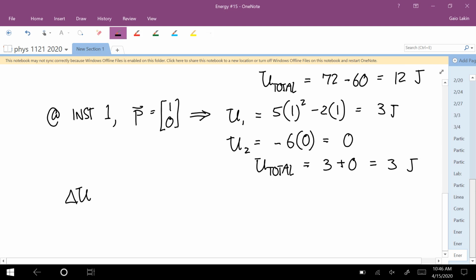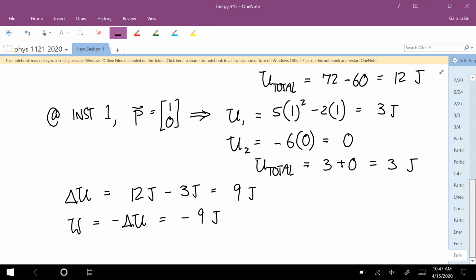The change in U is the total U at the later instant minus the total U at the earlier instant, so 9 joules. And so the work is equal to negative delta U, negative 9 joules. So that says that as this object travels through this path, energy is removed from the object.